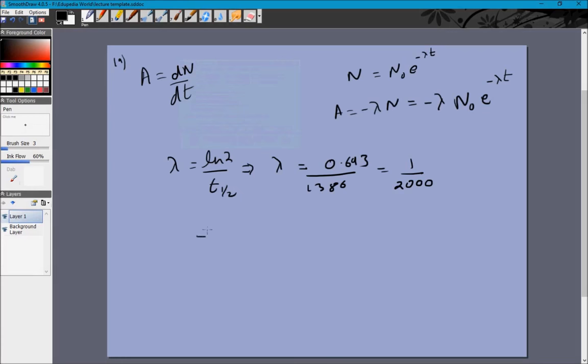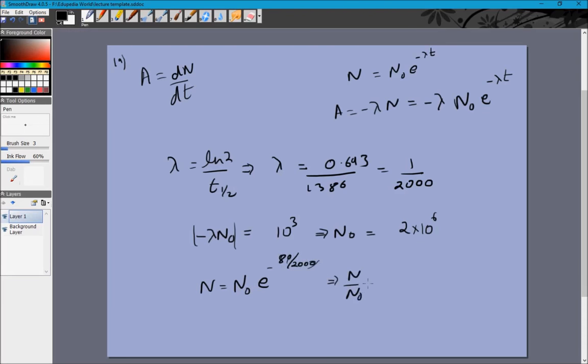We are given minus lambda N naught, which is the activity, is equal to 10 to the power 3, which means that N naught, the mod of this is obviously 10 to the power 3, which means that N naught is 2 into 10 to the power 6. Right. Now after 80 seconds, we'll have N is equal to N naught e to the power minus 80 by 2000. Right. 8 by 200, which is 1 by 25. So N by N naught is equal to e to the power minus 1 by 25. This is the fraction that are left.